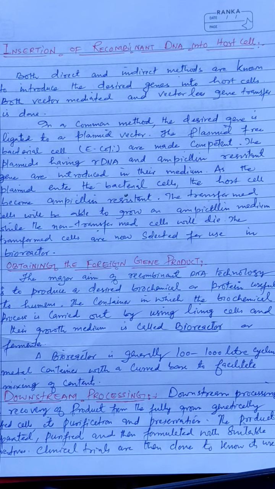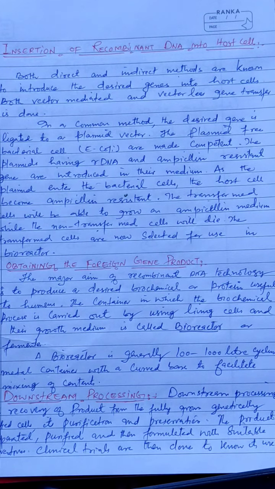These plasmids having the recombinant DNA and the selectable marker, in case of plasmid, for example, ampicillin resistance genes, are introduced into the host cells, which is formally called a transformation. So transformation of these plasmids is done as the plasmid enters the bacterial cell. The host cell becomes ampicillin resistant. Now the bacterial cells which are transformed definitely have a resistance gene, that's ampicillin resistance. They will show resistance towards ampicillin.